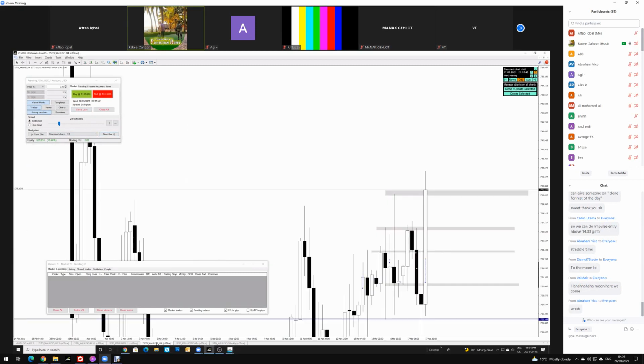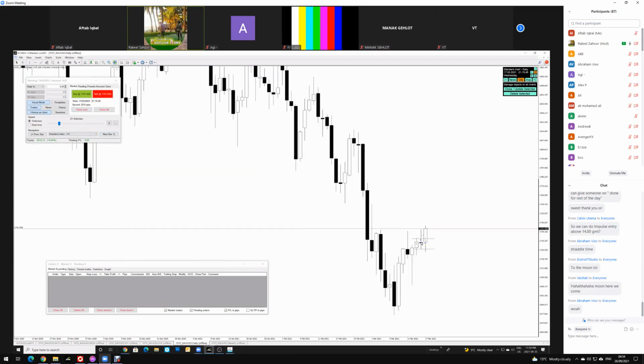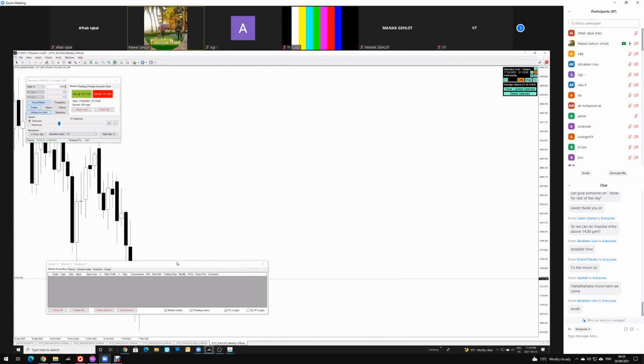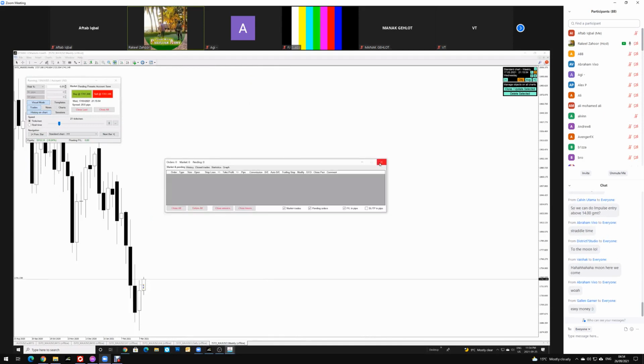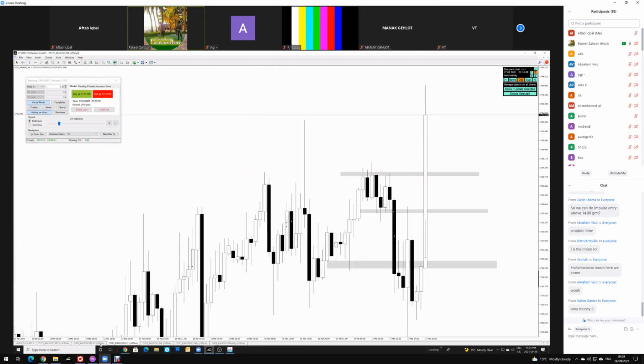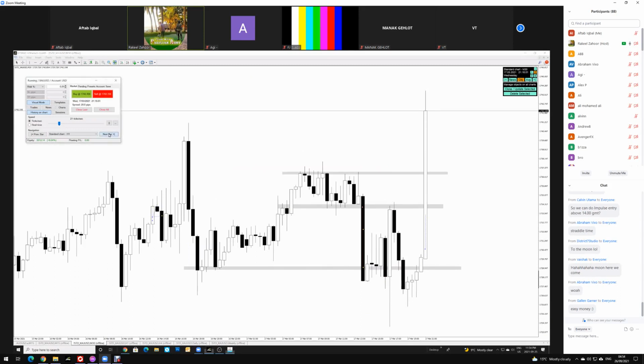Let's take a look on the 4-hour time frame. 4 hours like this. Daily. Wow, daily moved bullish here as well. Weekly also moved up over here. Damn. All right, let's move on to the next one here.